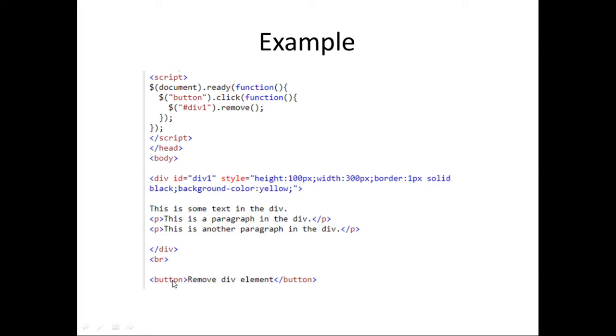And then at the bottom, we have here a button: remove the div element. So if we click on this button, here is our jQuery code. If we click on the button, it says here that we're going to remove div1, the element with an ID of div1. So we're going to remove this element.